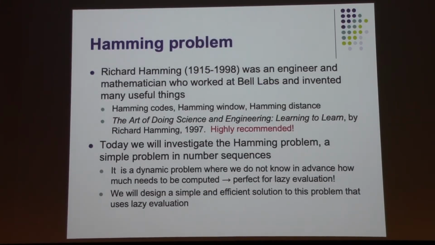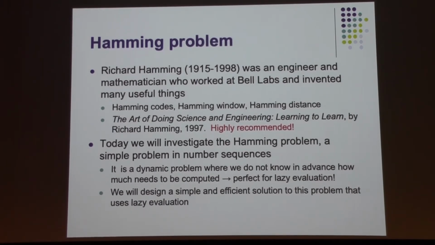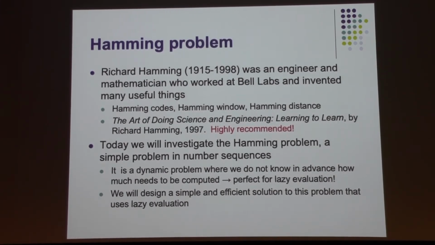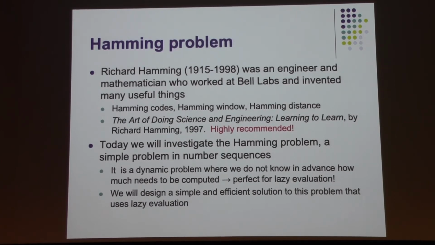But first let me talk to you about the guy who gave his name to it, Richard Hamming. So this guy was an engineer and a mathematician who worked at Bell Labs. So this was a famous place where they invented many things. I think they even invented the transistor there. And Hamming invented many things. And if you take engineering courses, you will probably see his name appear.